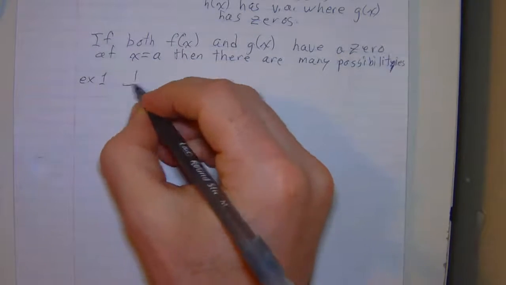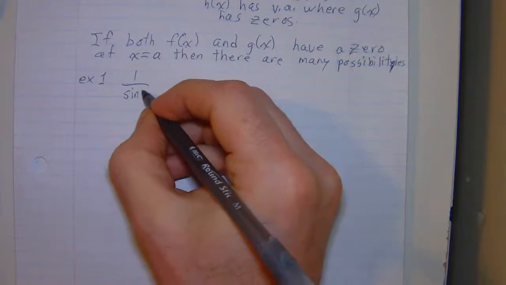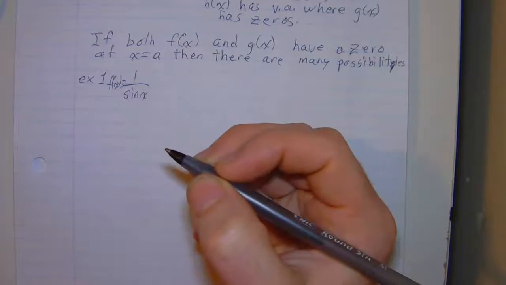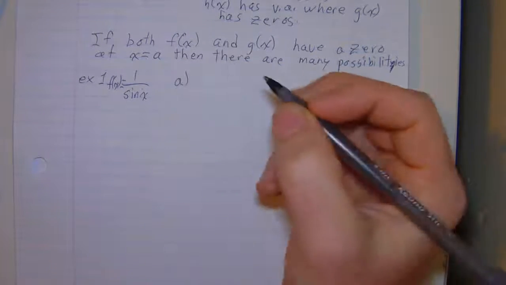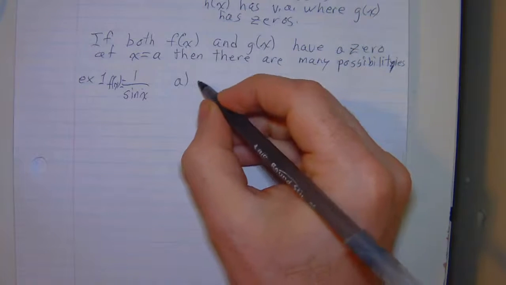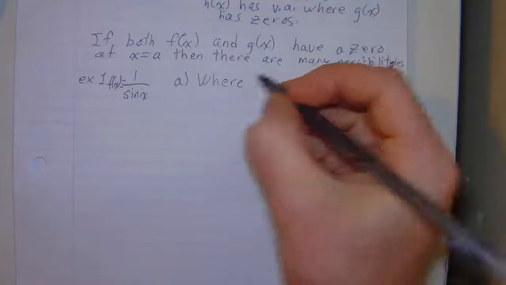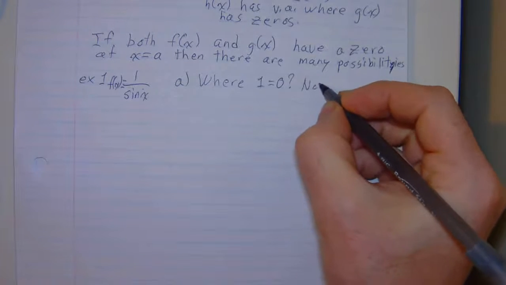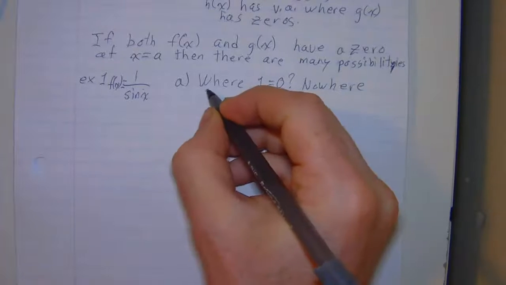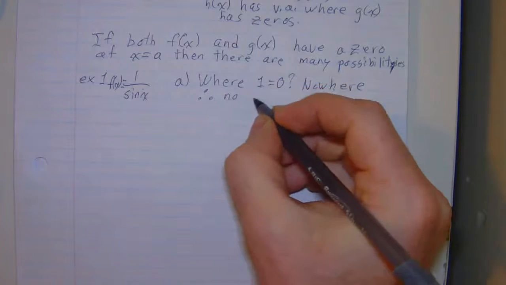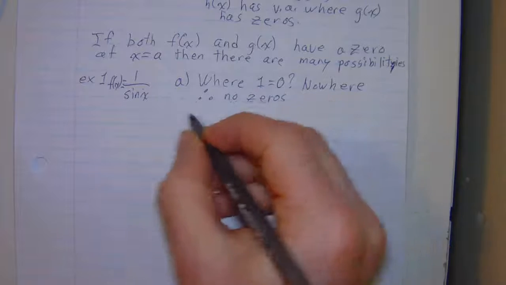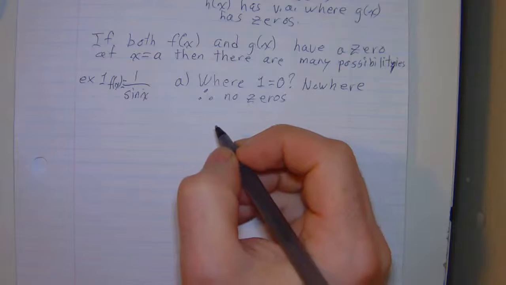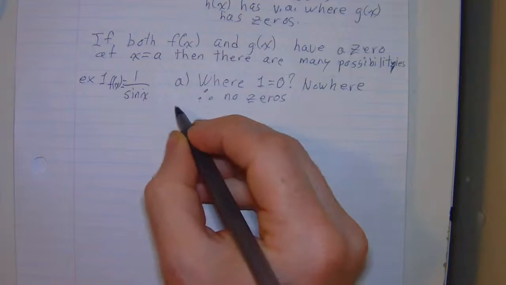We have f of x equals 1 over sine x. Question A, we want to find the location of the zeros. So we're asking, where does the numerator, which is 1, equal 0? And the answer is nowhere. Therefore, there are no zeros. So if you look at the function 1 over sine x, it doesn't actually have zeros anywhere.